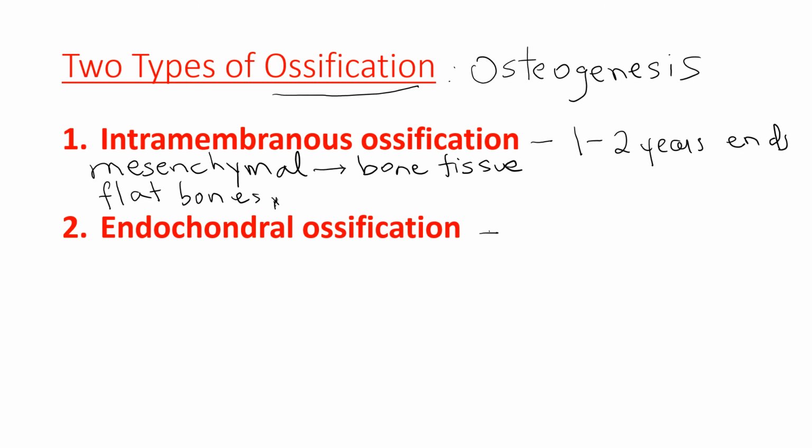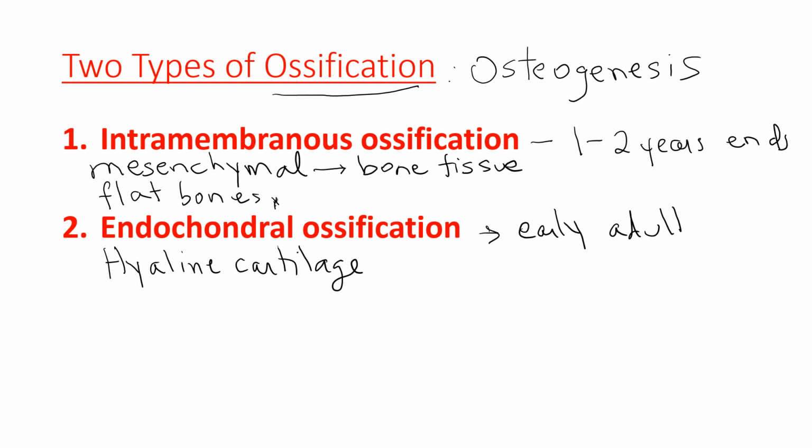Endochondral ossification, on the other hand, is going to create bone tissue from a hyaline cartilage model of bone. Endochondral ossification ends at early adulthood. The types of bones made by endochondral ossification will be long bones and all other bones in the body that are not flat bones.